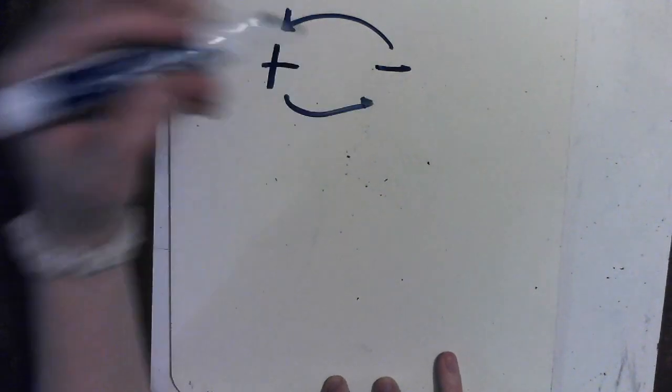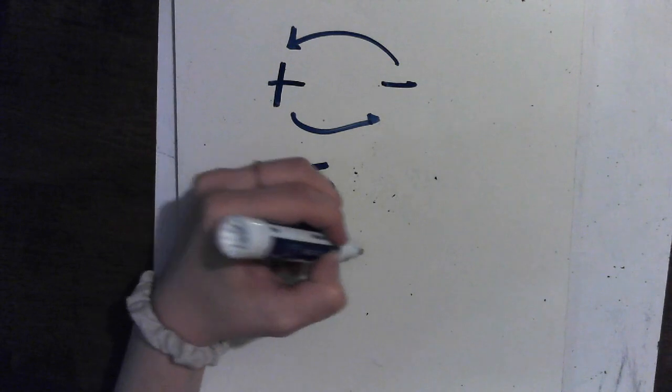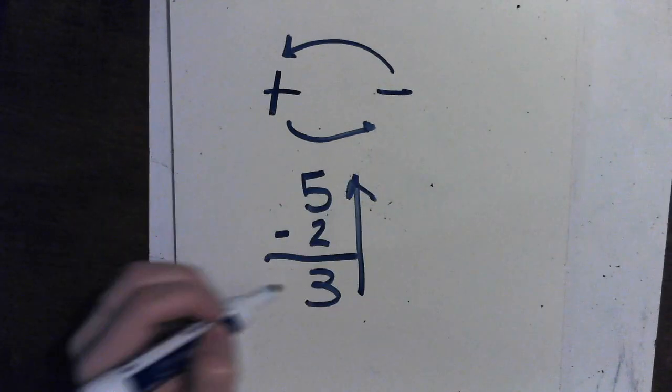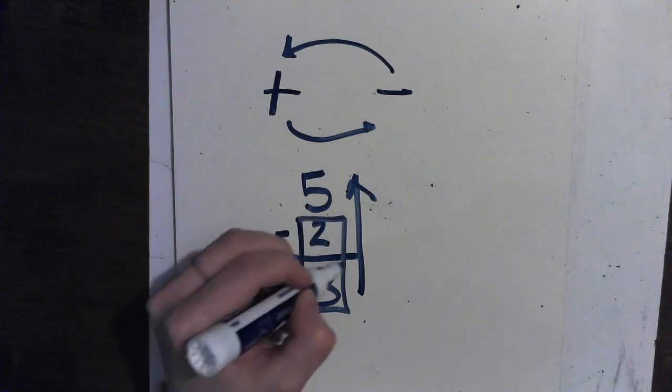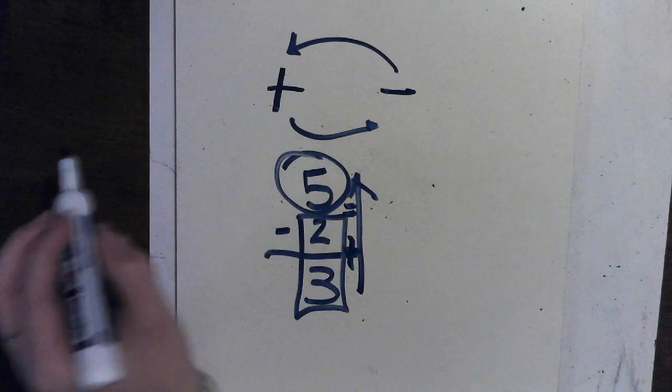The same way that addition and subtraction are inverse operations. So if I do 5 minus 2, I get 3. I can then add up and say, okay, 3 plus 2 equals 5. Okay?